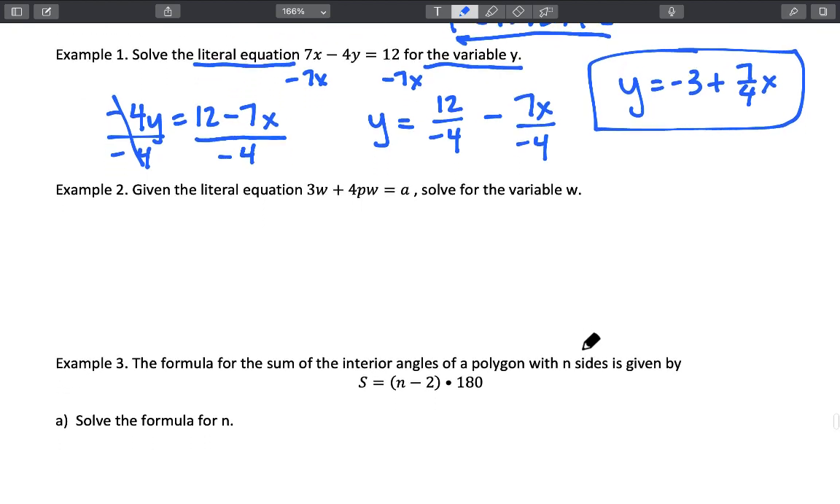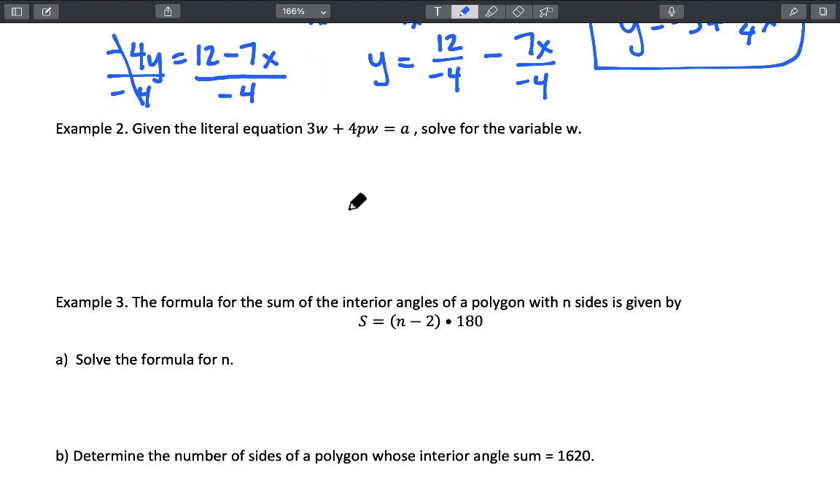All right, let's try example 2. It says given the literal equation 3w plus 4pw equals a, solve for the variable w. Now this is a little bit of a tricky one. You'll notice that we have a w in both of these two terms on the left side. So we're going to do an operation or technique called factoring. We are going to factor out a w. It's kind of like the reverse process of the distributive property.